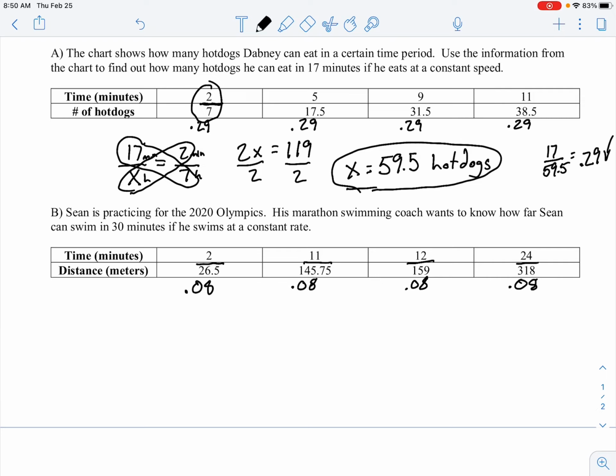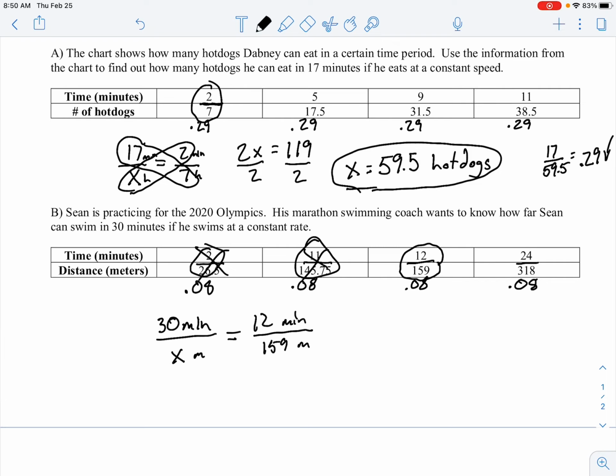So they're doing minutes divided by distance, so we're going to set this up the same. So we've got time is 30 minutes divided by x meters, because that's what we want to know. Also, if you're choosing from a table which ratio to use, a lot of times it's easier to keep it with whole numbers. So instead of testing this guy or this guy, what I'm going to do is use the first whole numbers that I'm given. So I'm going to do 12 minutes over 159 meters.